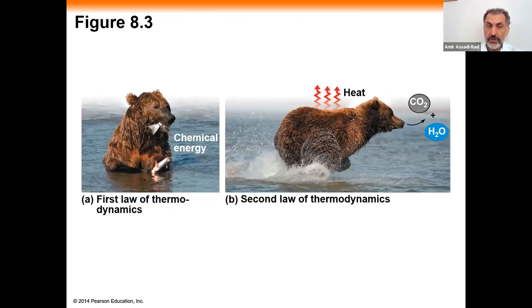Here is the bear. He goes ahead and catches the fish, and then with that energy he's eating inside, he's able to run. I eat these candies, I'm able to talk to you guys, okay? And of course, I lose some of it as heat, especially on a hot day like today. So the first and second laws of thermodynamics were already elaborated with a car and gasoline, and now your textbook copied me and put a picture of a fish and a bear.